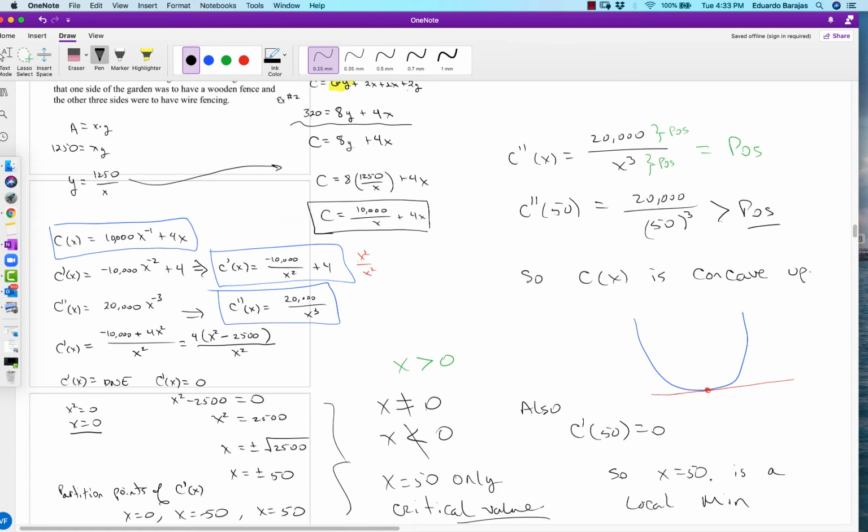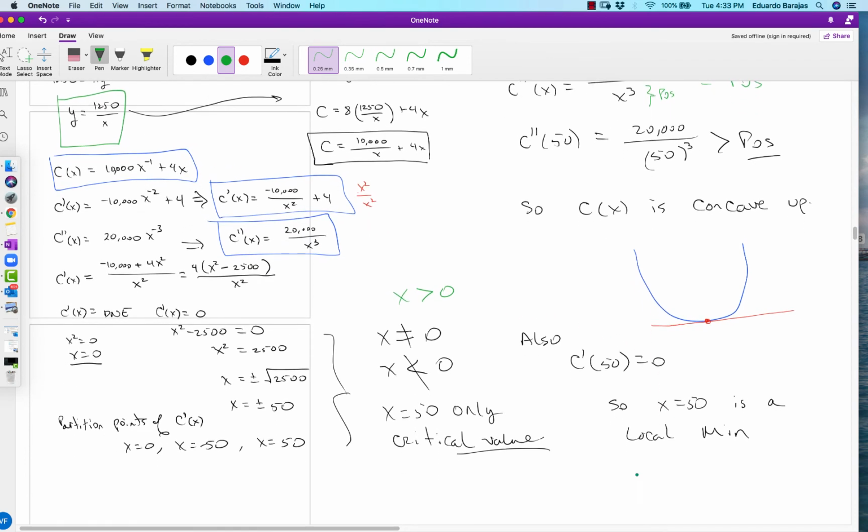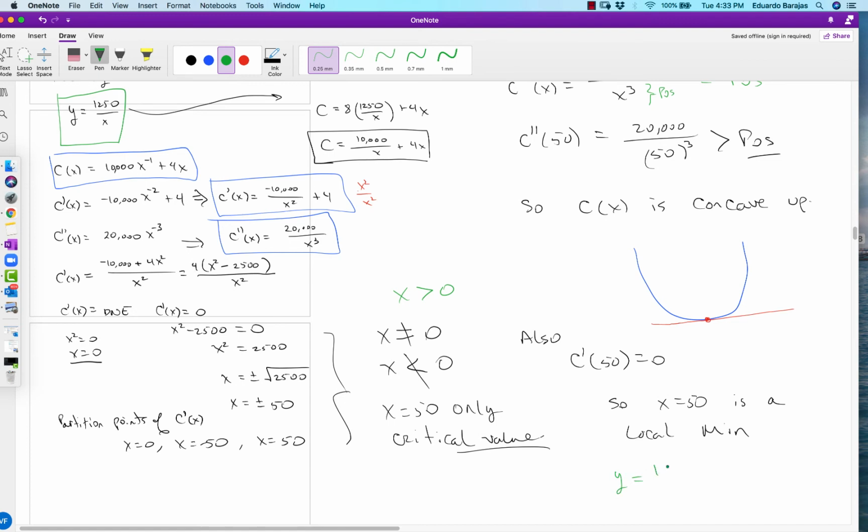Okay, so now to figure out the value of y, we use this other little equation. We have that y equals 1250 divided by x. So let's bring that over here and say that y equals 1250 divided by x, which will be 1250 divided by 50. That gives you 25. Okay, so we have our answer.